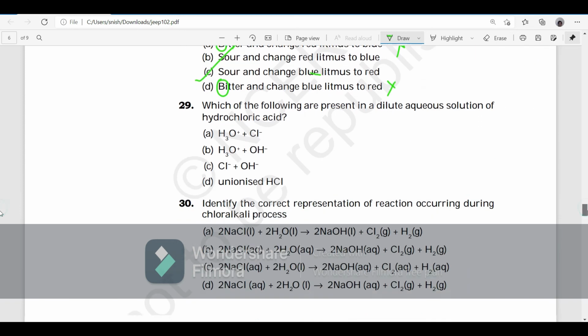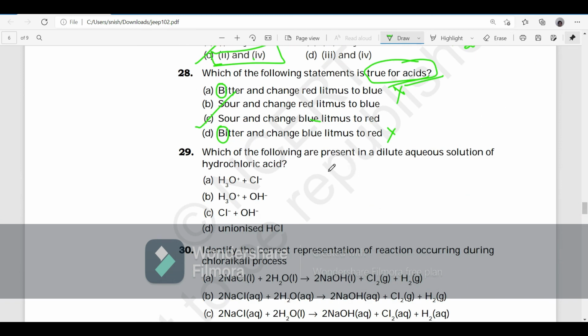Which of the following are present in a dilute aqueous solution of HCl, hydrochloric acid? HCl, when it dissociates, forms H plus and Cl minus. This H plus will combine with the water molecule to form H3O plus. So finally you will have H3O plus and Cl minus. So it should be the first option.